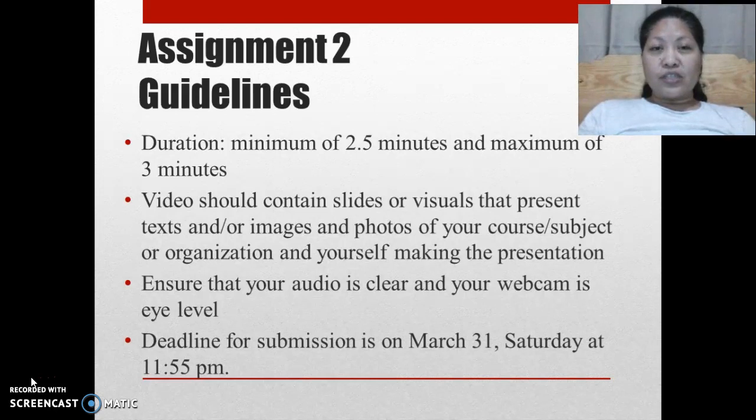The video should contain slides or visuals that present text or images and photos of the subject or course that you are teaching or the organization that you are with right now, and include yourself in the video making the presentation. Ensure that your audio is clear and your webcam is eye level so that when the viewers see your video, you are like talking to them directly.